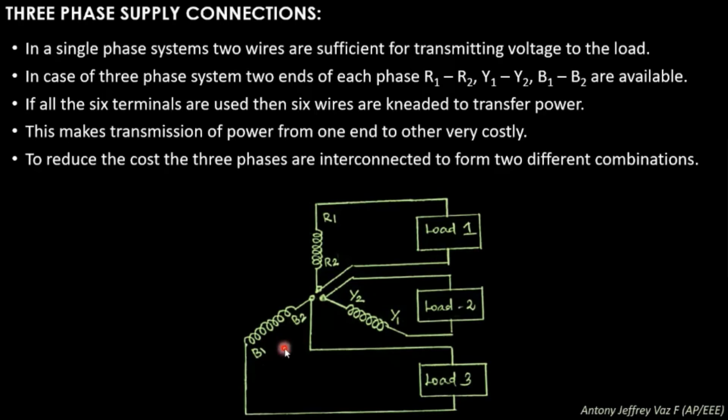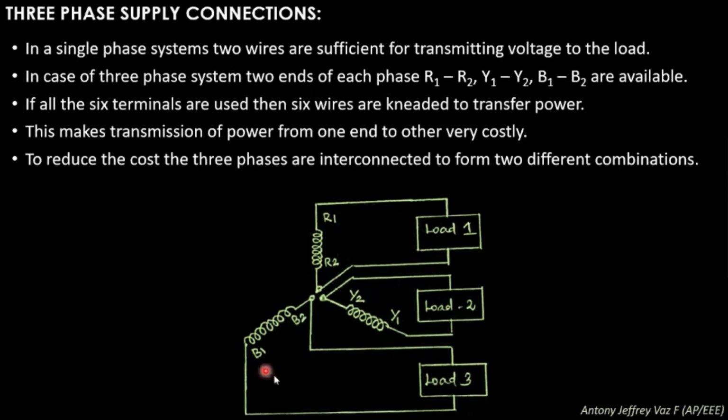Now you need to know alternators produce current by converting mechanical energy to electrical energy, and inside the alternator we have three windings R1, R2, Y1, Y2, B1 and B2. These windings are connected. If they are connected out, they will have six wires like this, and if we transmit these six wires from the generating station to our home, it will be very costly. So to avoid this, we are using a three-phase supply. So how is a three-phase supply formed?